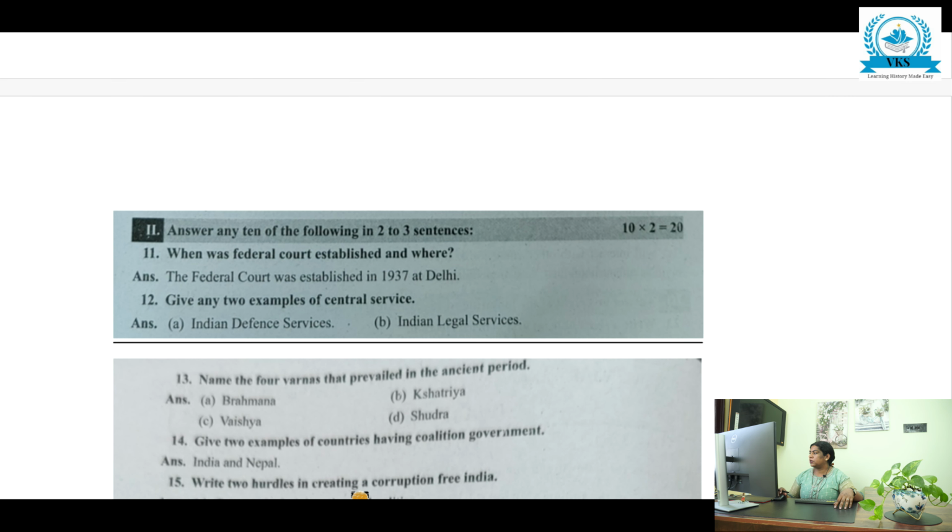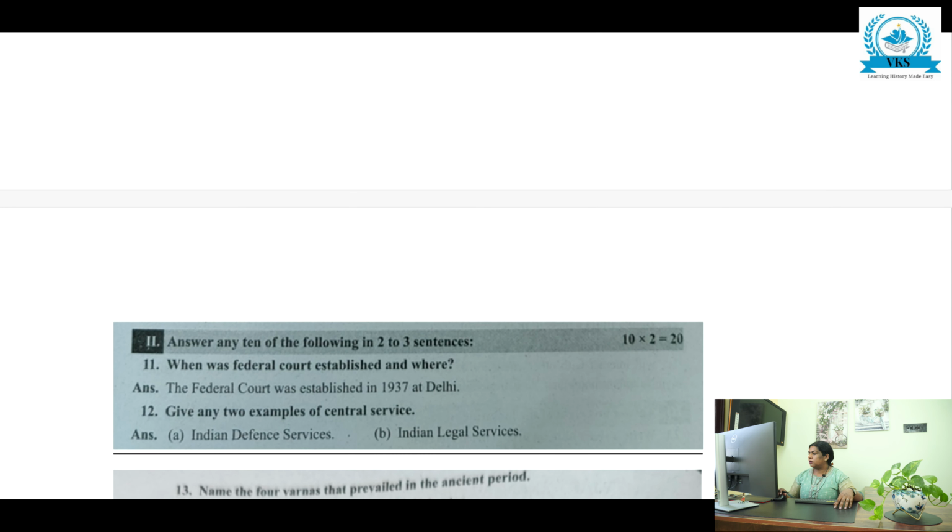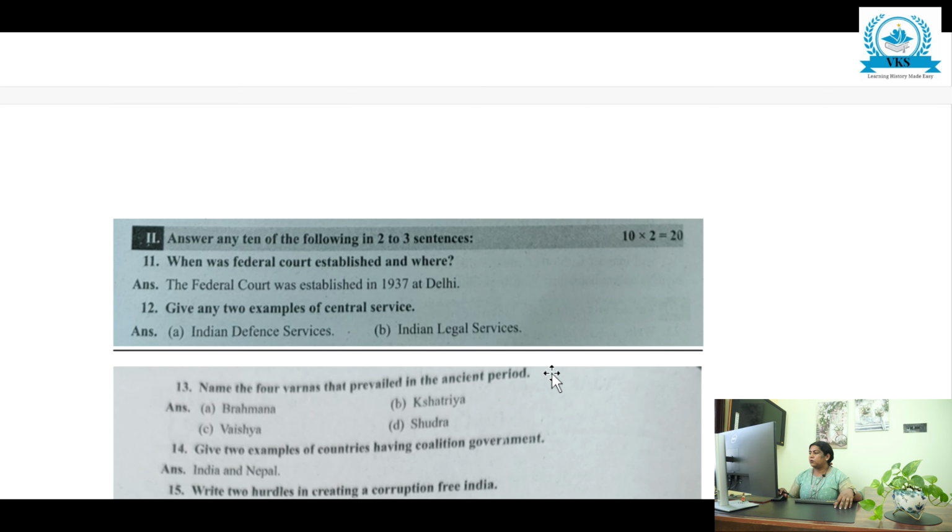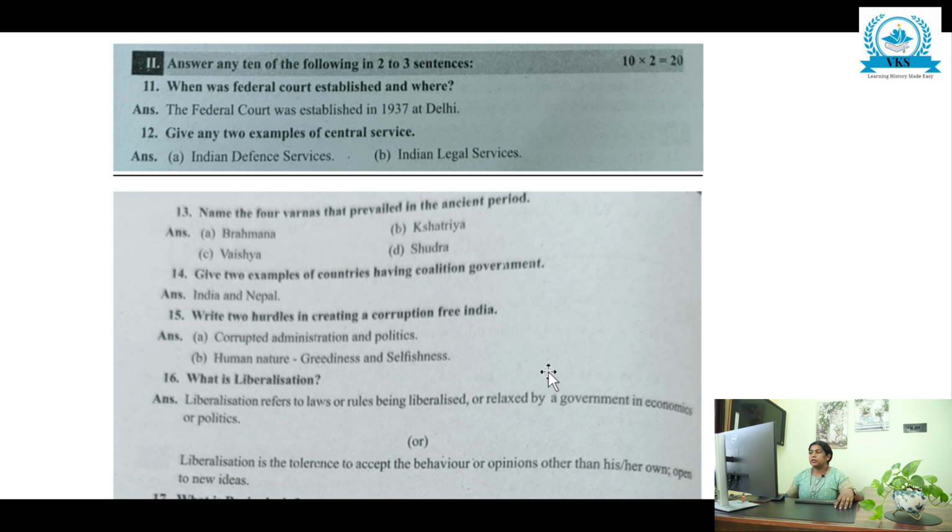Coming to the next question. Okay. When was the federal court established and where? It was established in 1937 at Delhi. Give any two examples of central service: Indian Defence Service and Indian Legal Service. Name any four varnas: Brahmana, Kshatriya, Vaishya and Shudra.